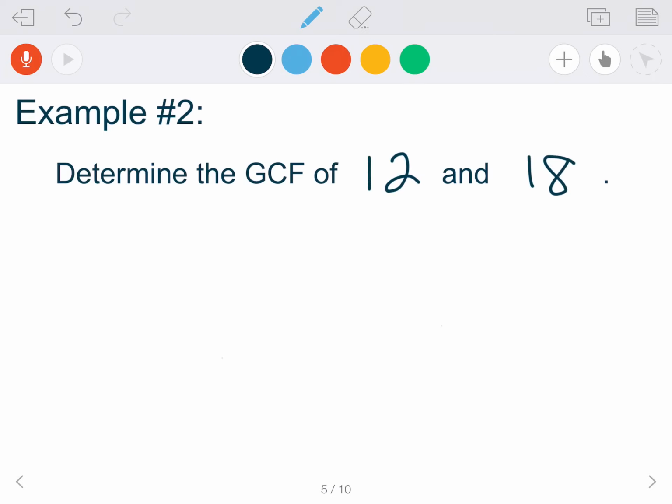Again, I'm going to use the tree method. So I will draw my line of separation. I'll write my 12 here and my 18 here. All right, let's start with 12. What are some factors of 12?